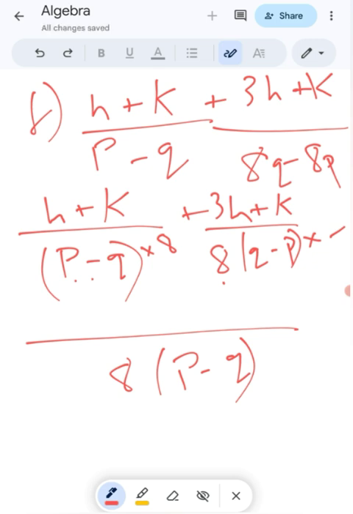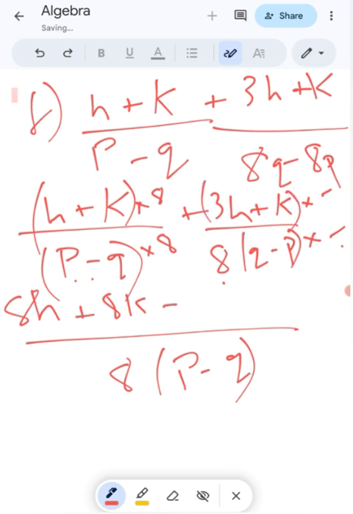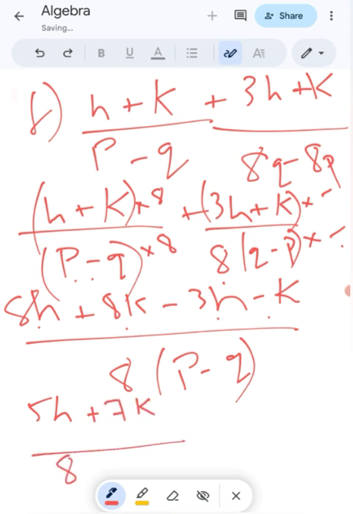Okay. So h plus k had to be multiplied with an 8. Now I am taking the shortcuts out there. 8 into h makes 8h. 8 into k makes 8k. This entire side had to be multiplied with a minus only. So I will be multiplying it with minus: minus 3h minus k. Okay. 8h minus 3h makes a 5h. Agreed. 8k minus k makes a plus 7k. And 8 into P minus Q. That's all.